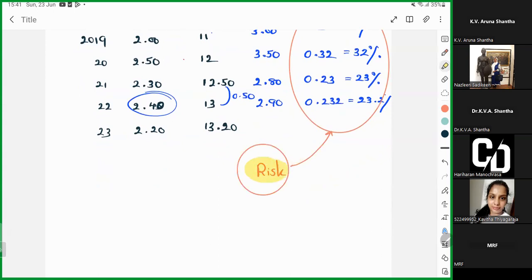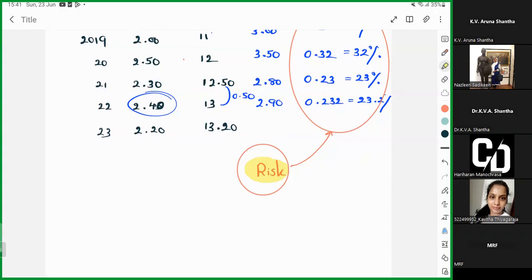So that is the meaning of risk. Risk is variability of rate of return. Variability in the rate of return. Have you got the idea? Yes, sir. Perfect. Very good. Clearly, we got it. Right. Variability in the rate of return.